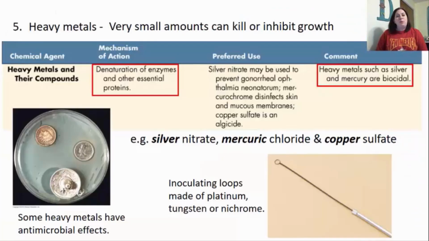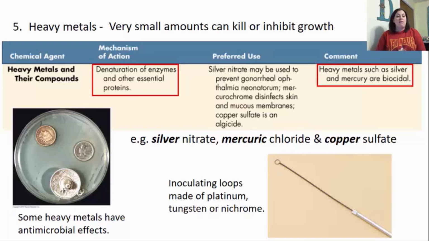All right, the next group we're looking at are the heavy metals. Heavy metals can be used in very small amounts, and they can kill or inhibit growth. The way they do this is they denature enzymes and other essential proteins. Heavy metals such as silver and mercury are biocidal. Some examples are things like silver nitrate, mercuric chloride, and copper sulfate. And so these heavy metals help in, again, inhibiting or killing the bacteria.